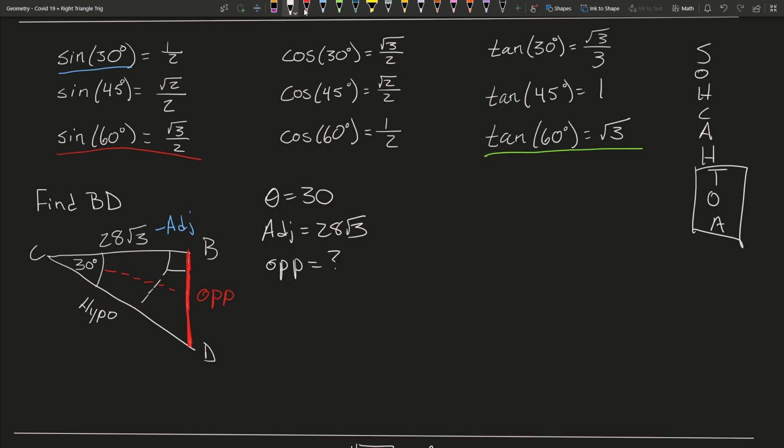So if we take the tangent of our angle, that's going to be equal to the opposite side over 28 rad 3. And I'll pause there for a second. Are there any questions so far?